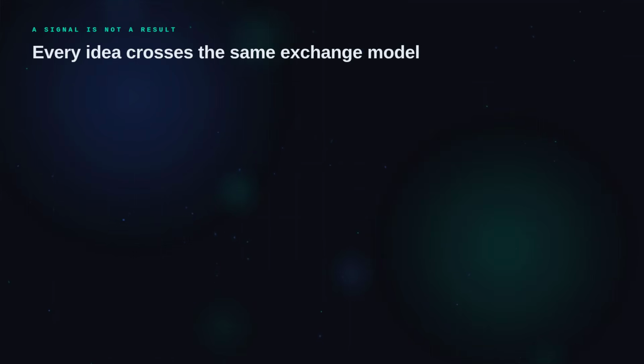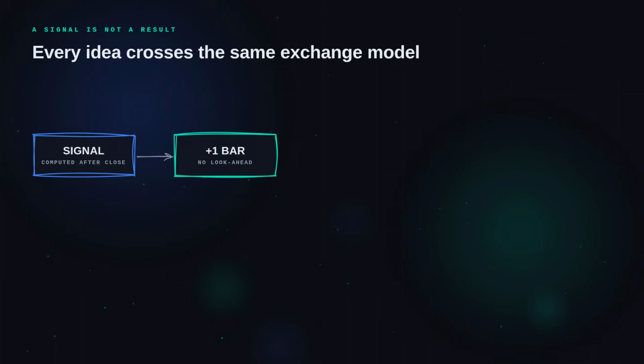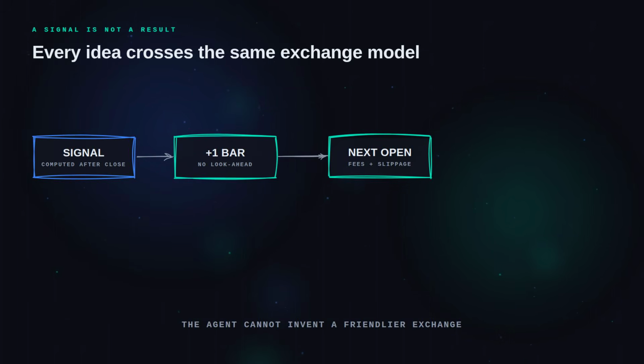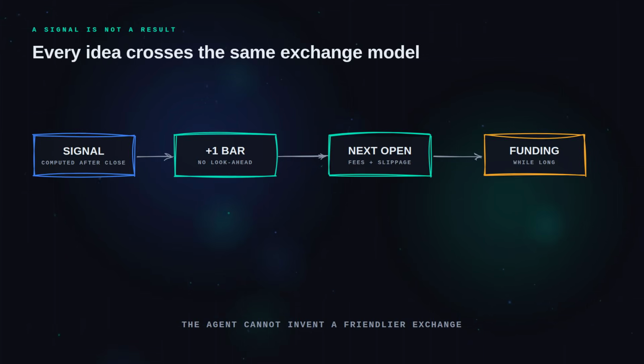A signal is not yet a result. The runner shifts it by 1 bar, so it cannot trade on a close it has only just observed, then executes at the next open. Entry pays the taker fee in these experiments, exits use the maker fee. Every fill gets adverse slippage, and an open long pays the configured funding assumption. The agent can invent the rule. It cannot invent a friendlier exchange.